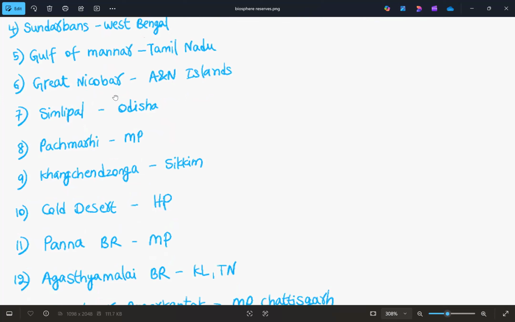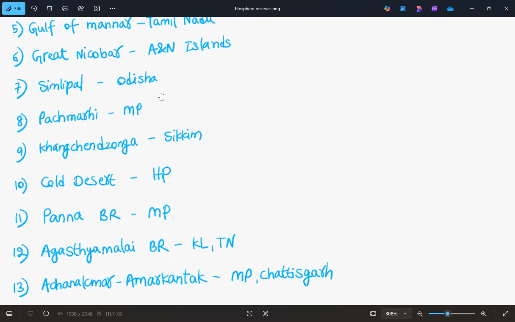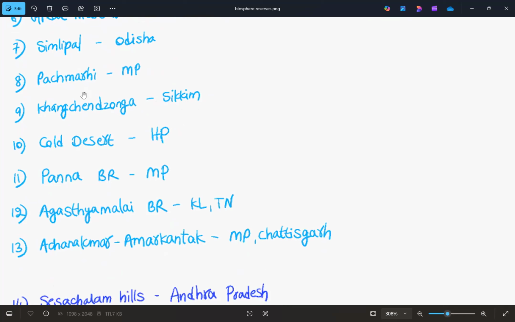And the next one is Simlipal. Simlipal is in the state of Odisha. Simlipal is already covered so many times, even in tiger reserves. So I hope it is easier to remember the name and where it is located. And the next one is Pachmarhi. Pachmarhi Biosphere Reserve is in the state of Madhya Pradesh. So where is Pachmarhi located? It is located in Madhya Pradesh.